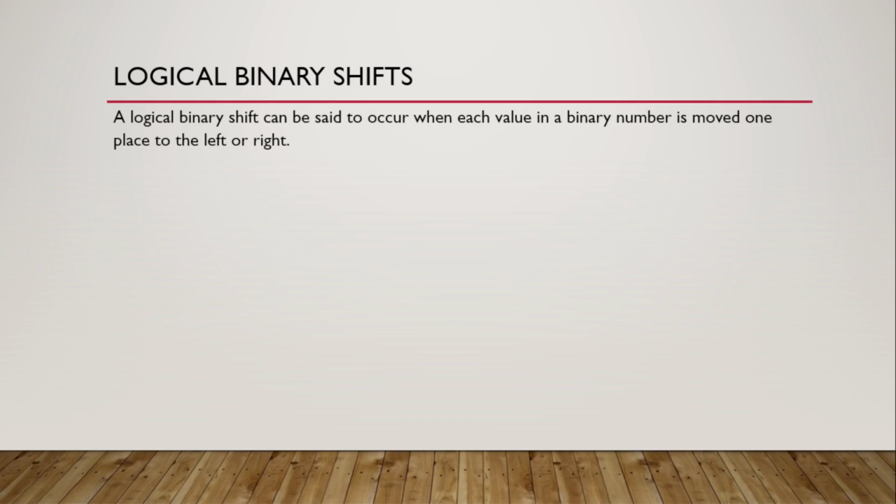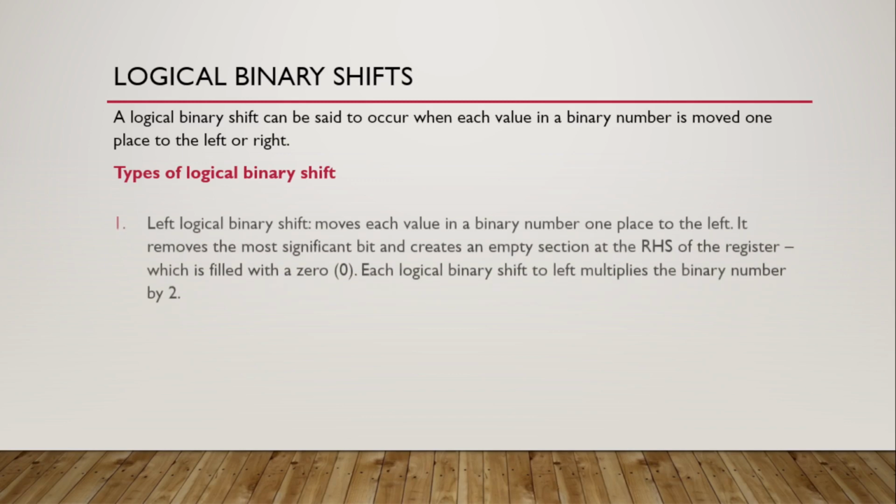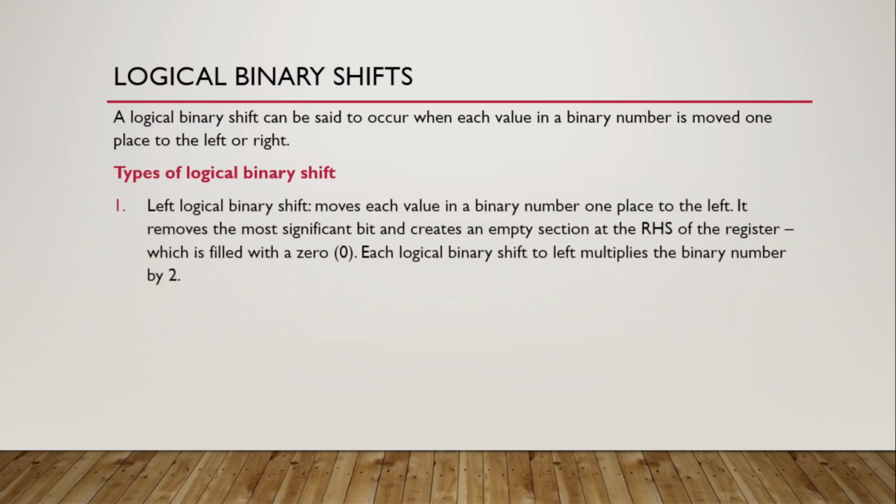A logical binary shift can be said to occur when each value in a binary number is moved one place to the left or right. And there are two types. The first type is the left logical binary shift, which moves each value in a binary number one place to the left. It removes the most significant bit and creates an empty section at the right hand side of the register, which is then filled with a 0. Each logical shift to the left multiplies the binary number by 2.